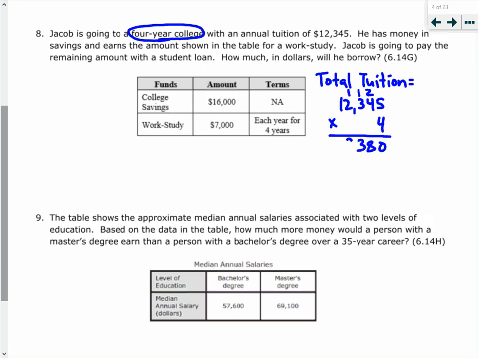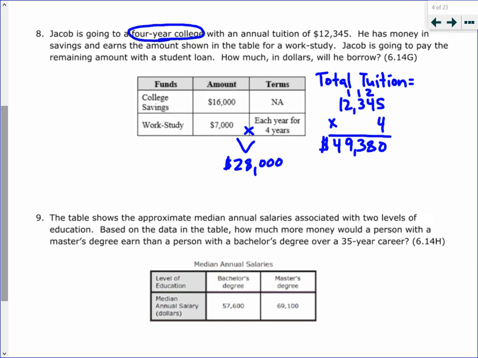He's got to pay for his classes. So it costs him $49,380 to go to school there for all 4 years. He does have some money in savings to pay for that, and he's going to work study each year for 4 years. So his savings is just a one-time thing. His work study, we're going to multiply 7,000 times 4. That will equal $28,000.